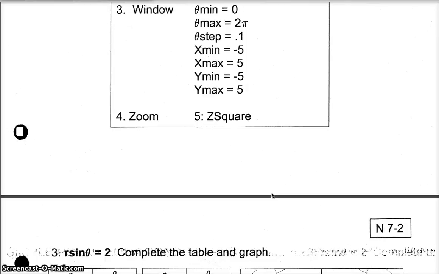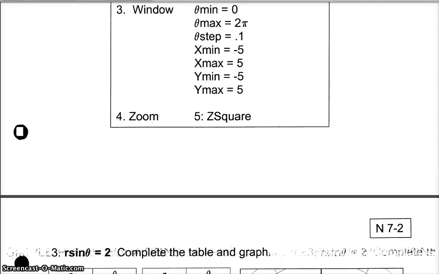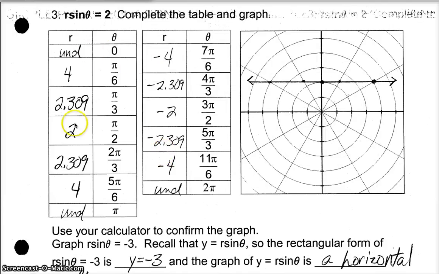So what I want you to do is pause and fill out these charts right here. Mine are already filled out, so I don't want you to see them. So fill out the charts, try to graph the picture over here on the right-hand side, and then when you are finished, unpause and check and see if you're correct. So you can check your chart here. Did you get undefined, 4, 2.309, 2, etc.? So go through, and when you graphed those, you should have gotten basically a straight line, a horizontal line.